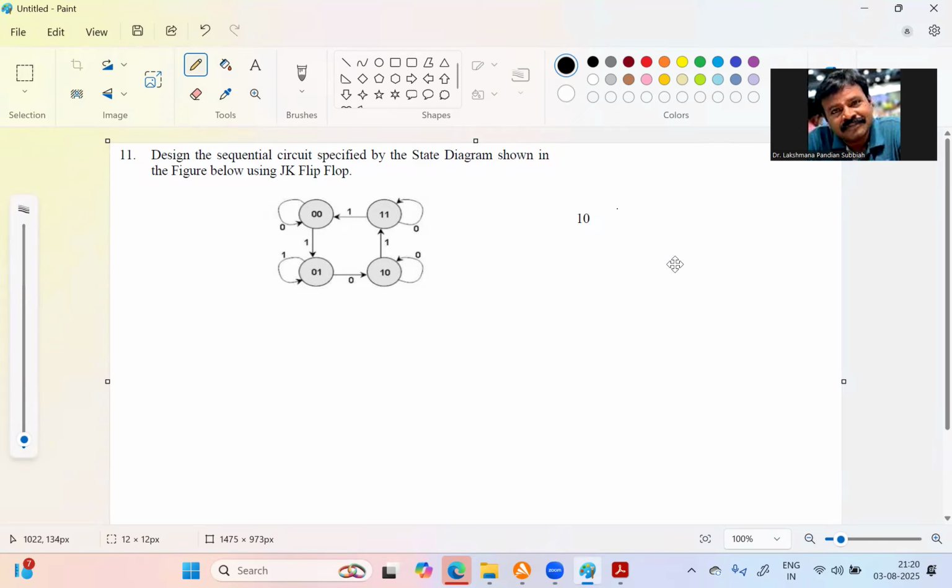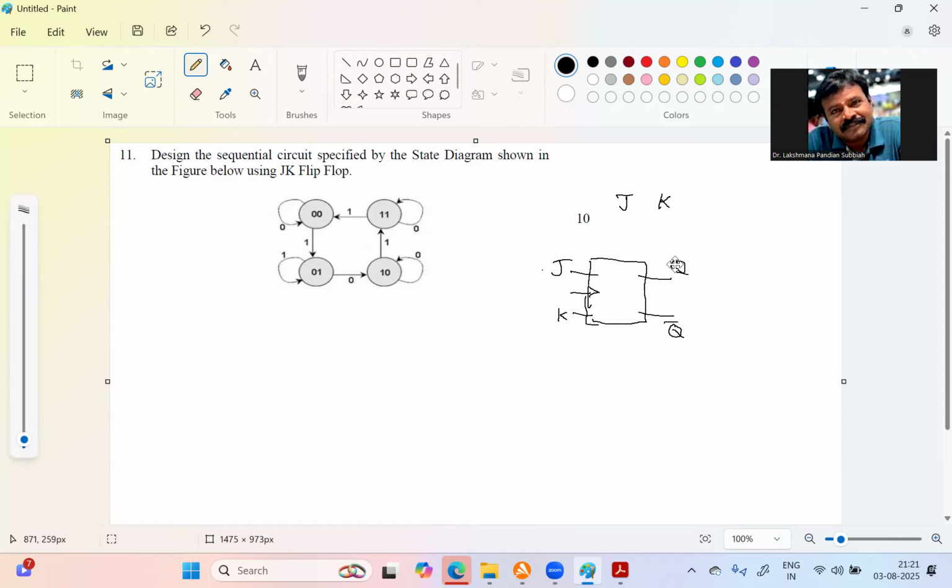What are the J and K values, and then what should the corresponding output value be? Here the characteristic table lists the J value and K value. We have a flip-flop with two inputs, the J input and the K input. Then we have a clock. The outputs are Q and Q bar.